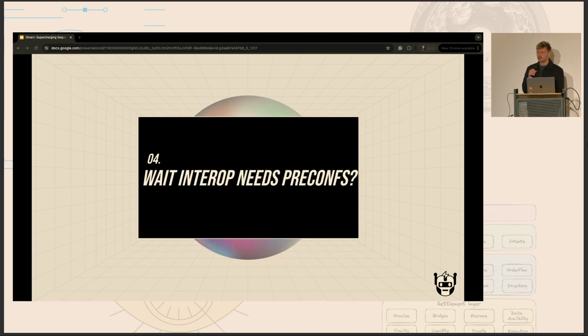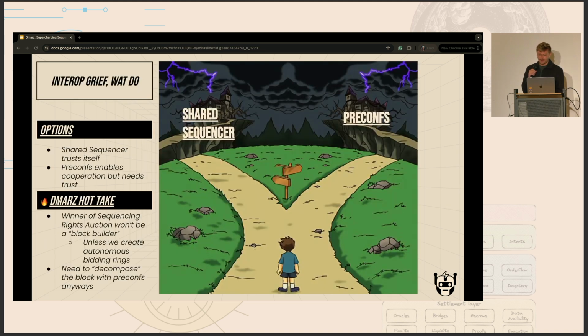Cool, and now we'll get into preconfs. So yeah, interop grief, what to do? I think we have two options. We could do a shared sequencer, as we initially mentioned. This isn't a problem if you're building both the blocks. The next option is preconfs, but this enables cooperation, and you need to trust yourself. I think this meme might be a bit controversial. I am basically just saying there are trade-offs to both approaches. I'm not actually saying these are dystopias.